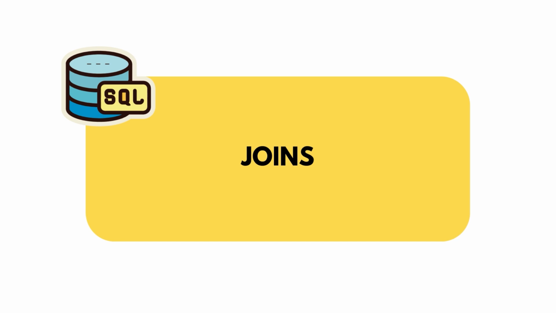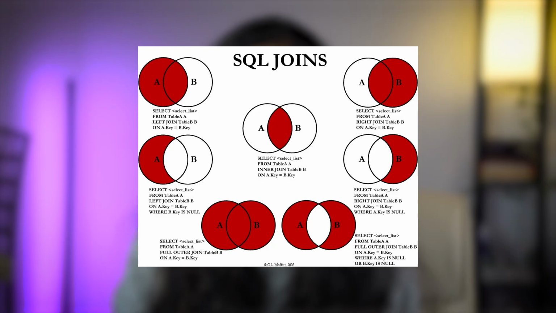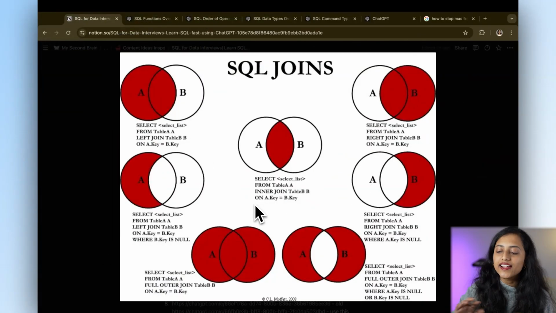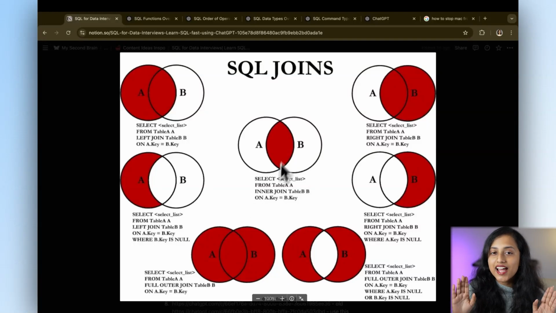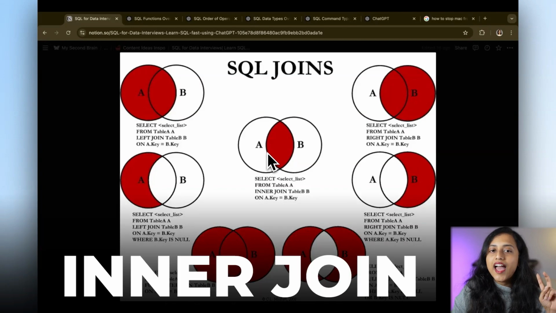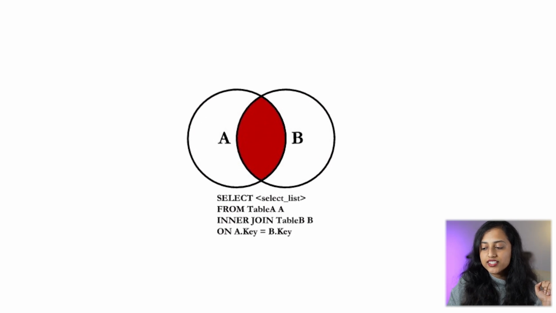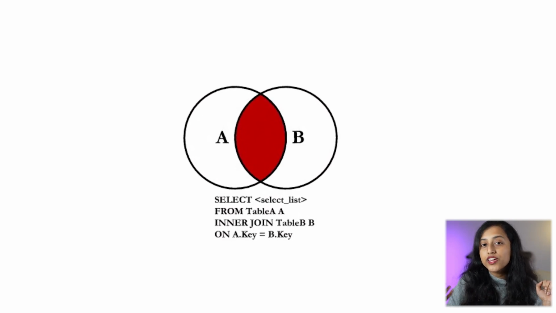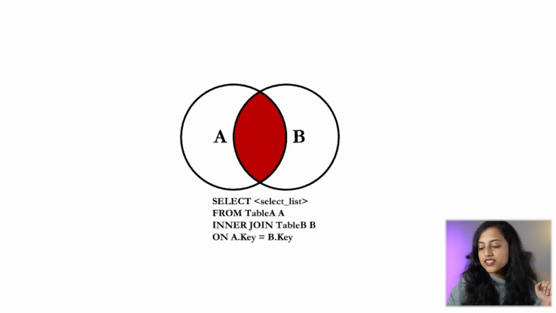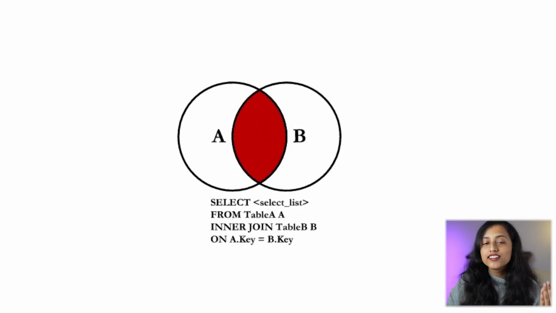Now let's talk about the most important SQL clause, joins. When I think of joins, I like to imagine Venn diagrams. On the screen, you see a variety of Venn diagrams. Before you freak out, what you need to know about joins is that they are pretty simple. They can be categorized into two types, inner join and outer join. Inner join, as you can see on the screen, is nothing but the intersection of A and B. And the way you write this in SQL is by simply adding the tag inner in the join clause.